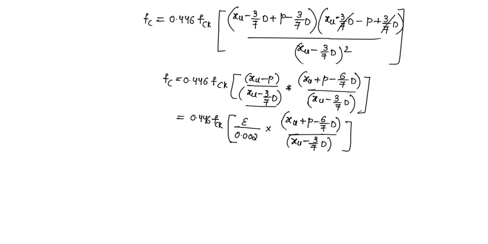Now xu, let us take it as p plus x1. Then from this xu minus p will be equal to some x1. Let us substitute back here. Fc will be equal to 0.446 fck into epsilon by 0.002 into xu minus p is x1. Then xu will be p plus x1.